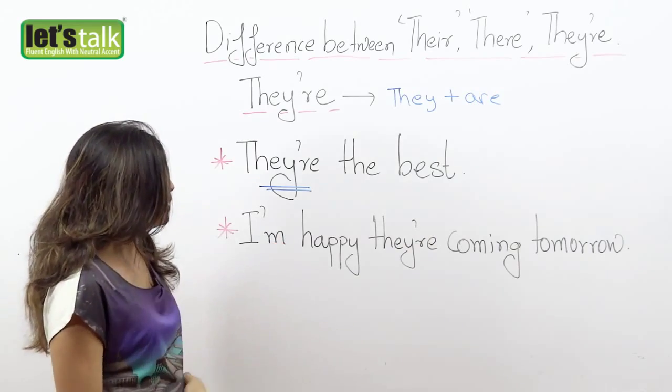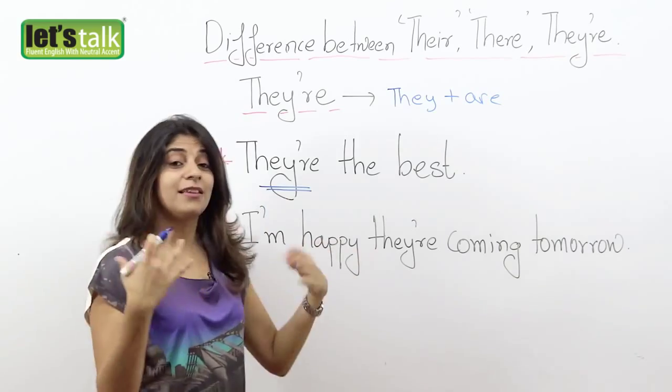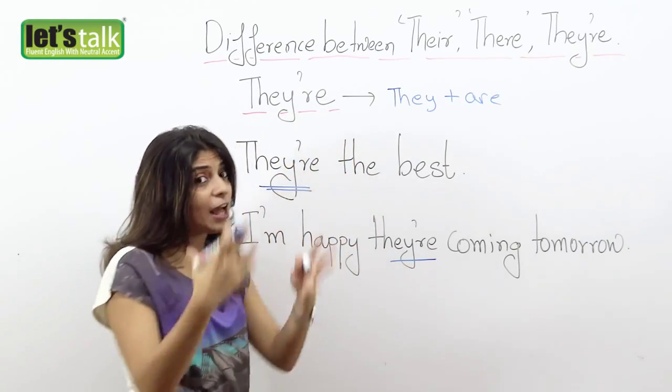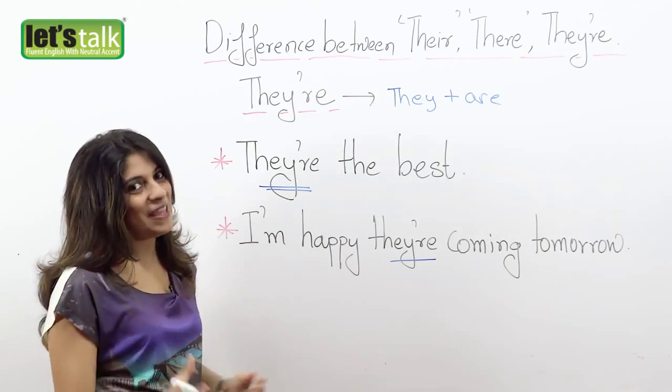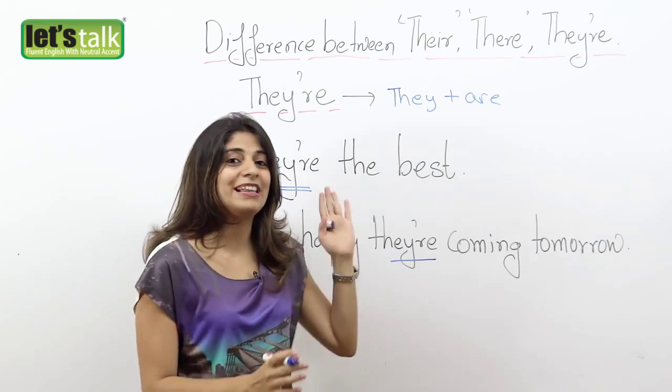We have another one over here. I'm happy they're coming tomorrow. So I'm happy they're coming tomorrow. So rather than saying I'm happy they are coming tomorrow, you're using they're. So I'm happy they're coming tomorrow. So this is the way you would use the word they're.